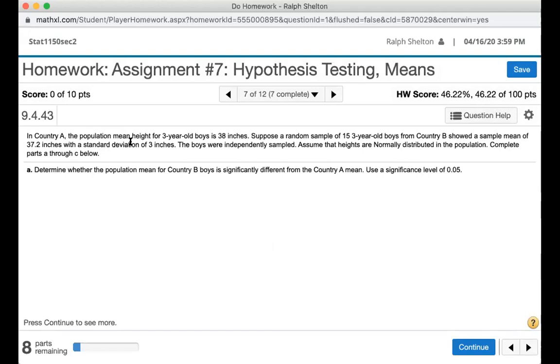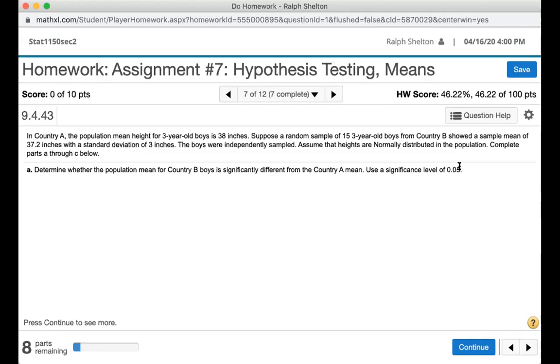In country A, population mean height for 3-year-olds is 38 inches. Here's a random sample of 15 3-year-olds, so n equals 15, from country B, showed a sample mean of 37.2 inches with a standard deviation of 3. Boys were independently sampled, assume heights are normally distributed in the population. Determine whether the population mean for country B boys is significantly different than country A. And we're testing at a significance level of 0.05. So that is at the 95% confidence level.